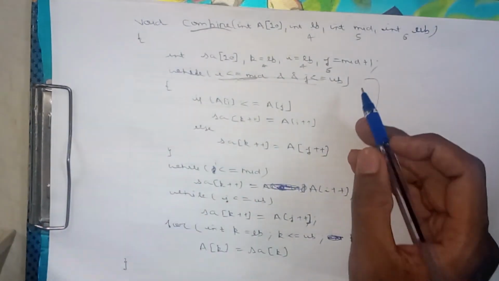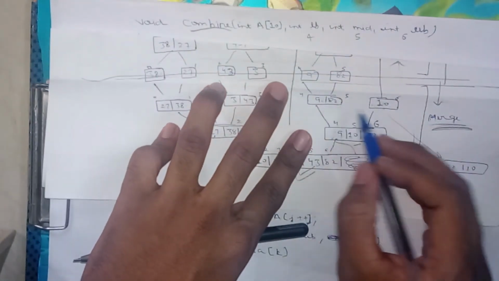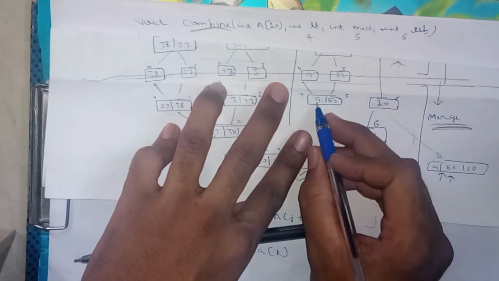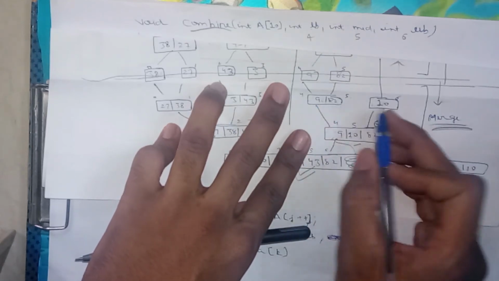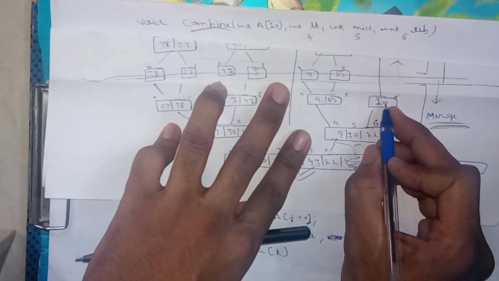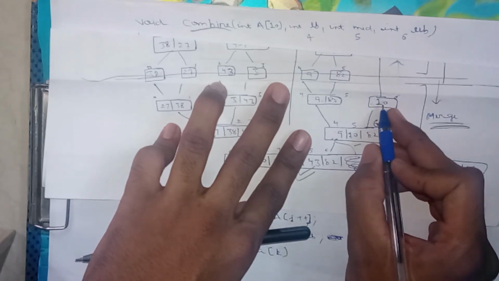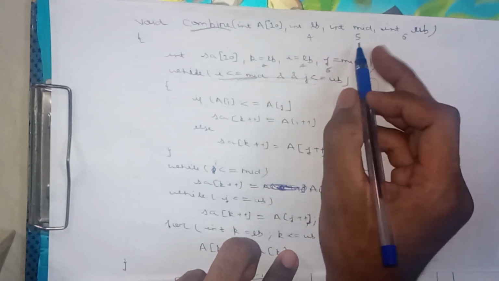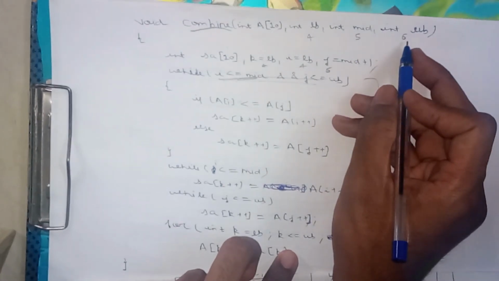So first let us say I have these two sub arrays. I have to combine both of these sub arrays. This array goes from index number 4 to 5, and the other array only has one element, which is 10, and whose index number is 6. So lower bound is 4, mid is 5, and upper bound is 6.